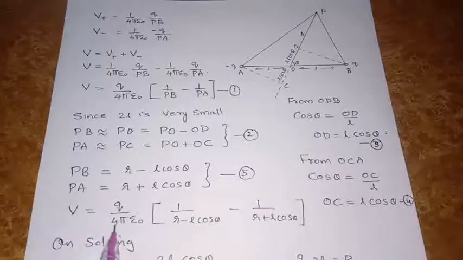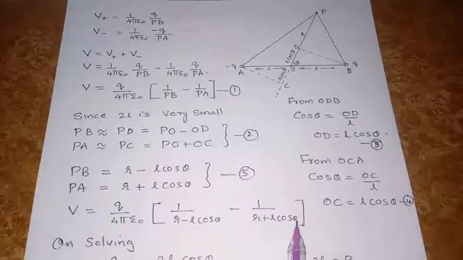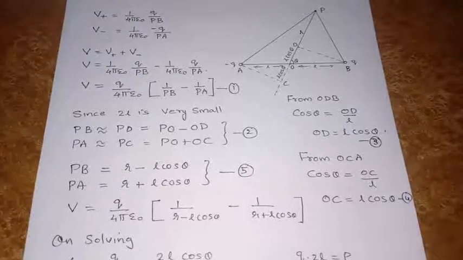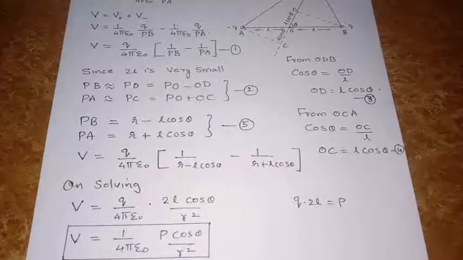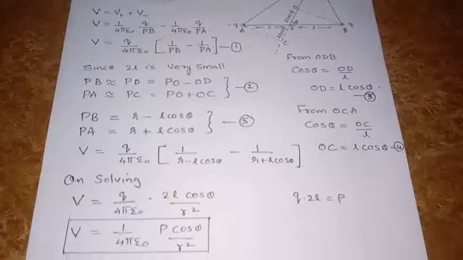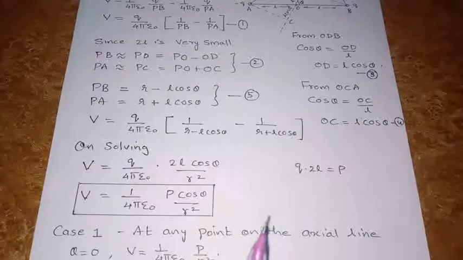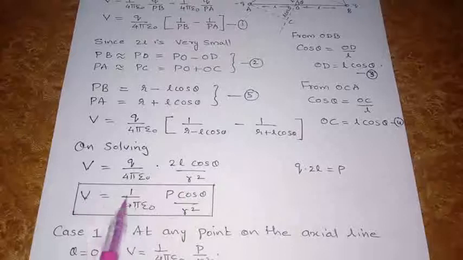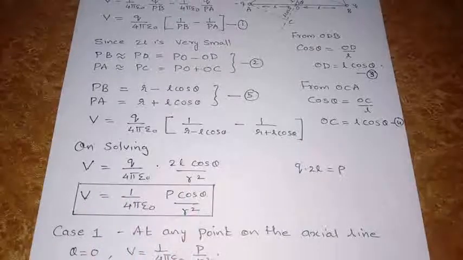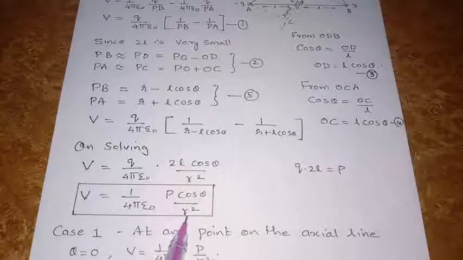We will be getting V is equal to Q by 4 pi epsilon 0 into 1 divided by R minus L cos theta minus 1 divided by R plus L cos theta. Then cross multiplying and solving, we get V is equal to Q by 4 pi epsilon 0 into 2L cos theta divided by R square. We already studied that Q into 2L is nothing but the dipole moment. Only the magnitude we are using, because potential is a scalar quantity. Substituting the magnitude of Q into 2L as P, we get V is equal to 1 by 4 pi epsilon 0 into P cos theta by R square. So this equation gives the electric potential due to a dipole at any point, at an angle theta, at a distance r from the center.